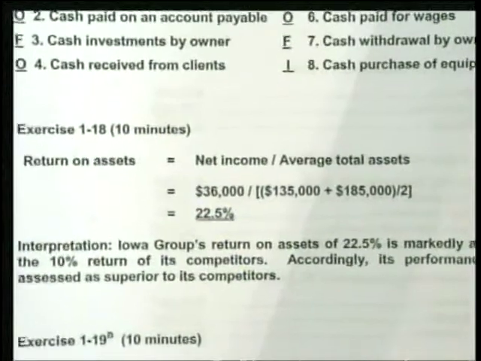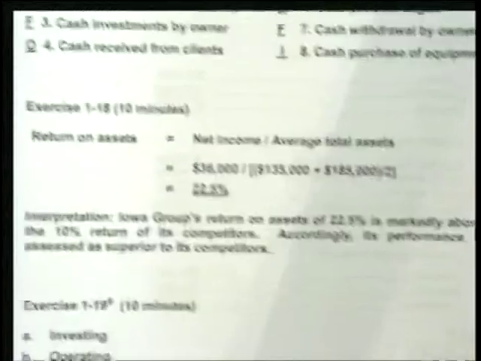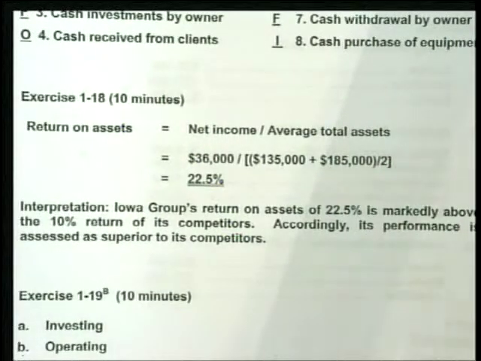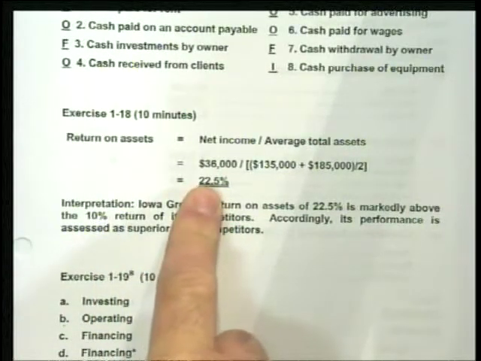What is Iowa Group's 2009 return on assets? How would you assess its performance if competitors average a 10% return on assets? So they're telling you a competitor that's going to be in the same industry, obviously, so that would be a reasonable comparison. Okay? All right, so how do we calculate that? Right there in the middle. We take net income divided by average total assets, okay? And we get 22.5% ROA for Iowa Group. Did you guys get that calculation?